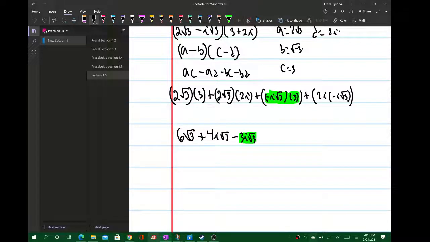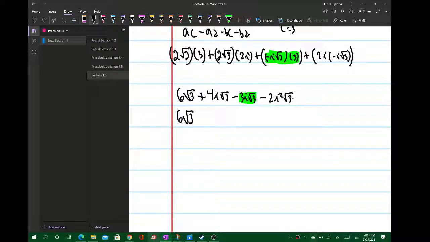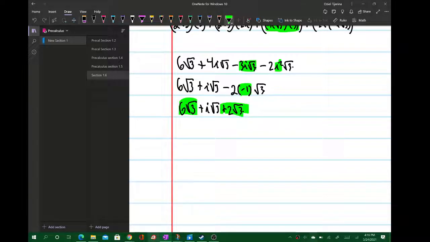right? And then we have minus 2i squared square root 3. Now, we would say 6 square root 3, and then 4 minus 3, that's just 1, so we have plus i square root 3, and then minus 2i squared square root 3, that's just minus 2, and then we have this little i squared, so we're going to say times negative 1, right? And then square root 3. And then we have 6 square root 3 plus i square root 3 plus 2 square root 3, right? So then we look at our like terms, 6 square root 3 and 2 square root 3, we have 8 square root 3 plus i square root 3.